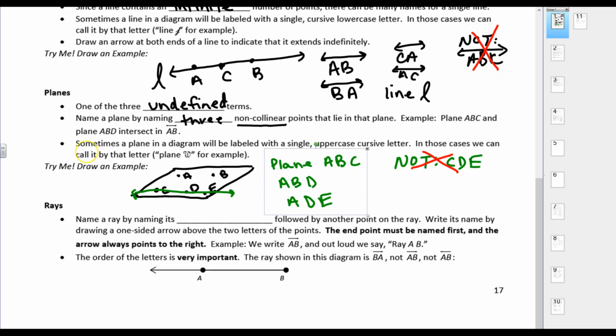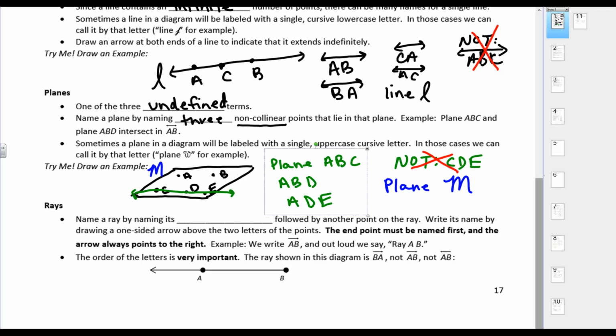So sometimes the plane in the diagram will be labeled with a single uppercase cursive letter. So for example, if I had this here labeled as plane M, uppercase cursive, we could also name this guy plane uppercase cursive M. So those are our ways to name a plane. It's always named by 3 letters, not 2, not 4, always 3 non-collinear points.